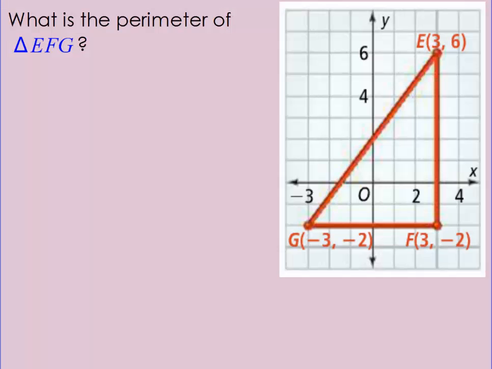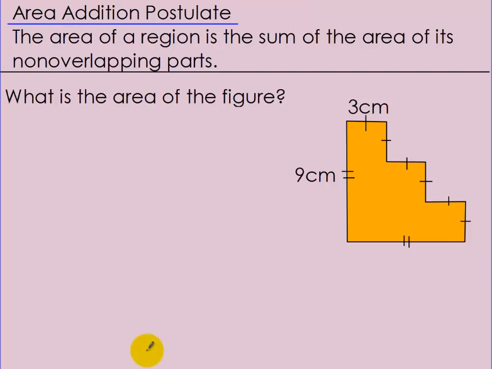Let's try another example. We got a triangle in there. What is the area addition postulate? So this is another postulate for geometry. The area of a region is the sum of the area of its non-overlapping parts. What does that mean in English? We can take a figure and chop it up into parts to figure out the total area.